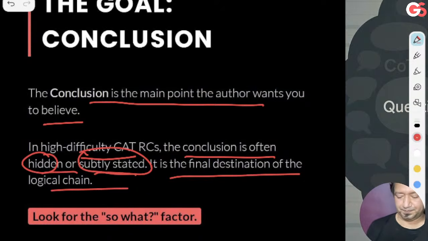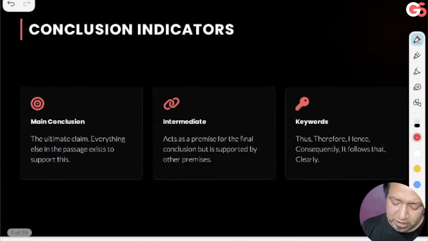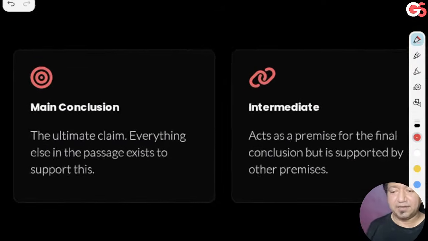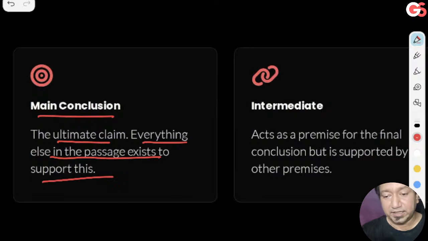Is that clear? Okay. Now, see here, questions, then plan, act, verify, answer. I'll tell you how to do that. Conclusion indicators. How do we understand when something is a conclusion? First is the main conclusion, the ultimate claim. Everything else in the passage exists to support this. So there can be multiple conclusions.